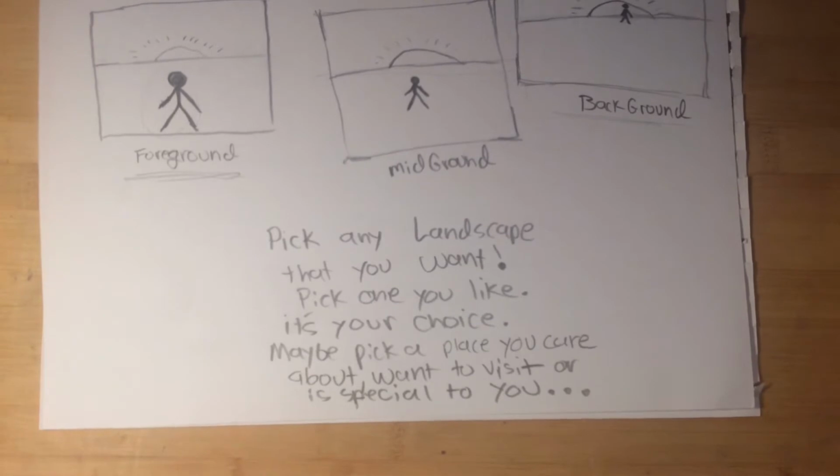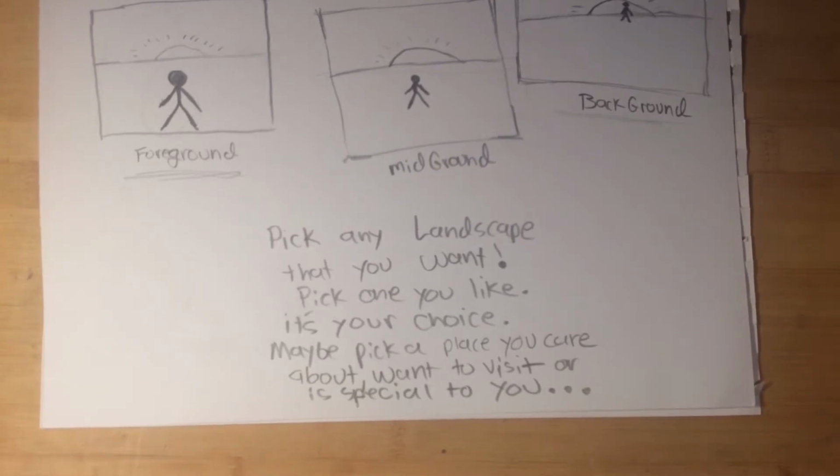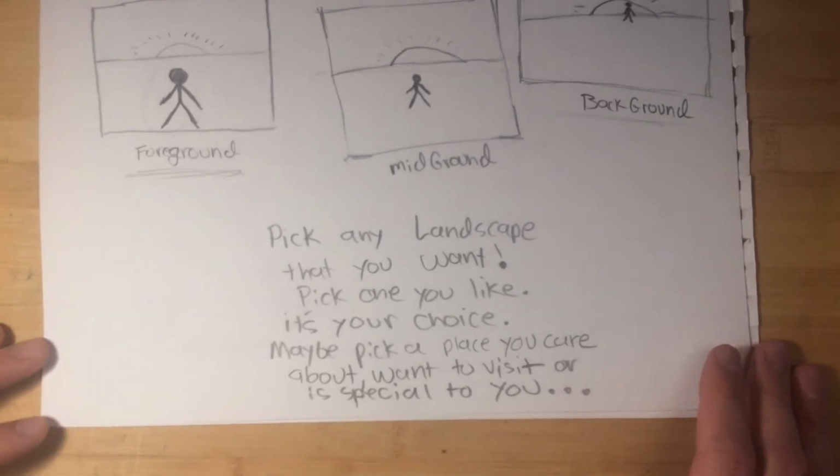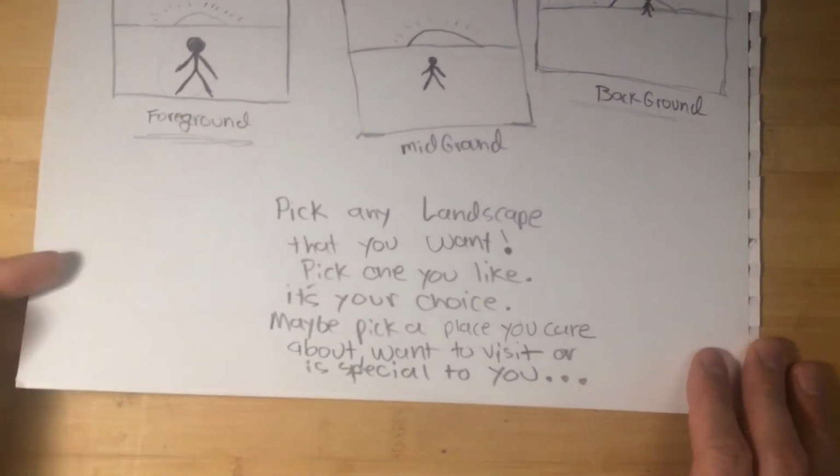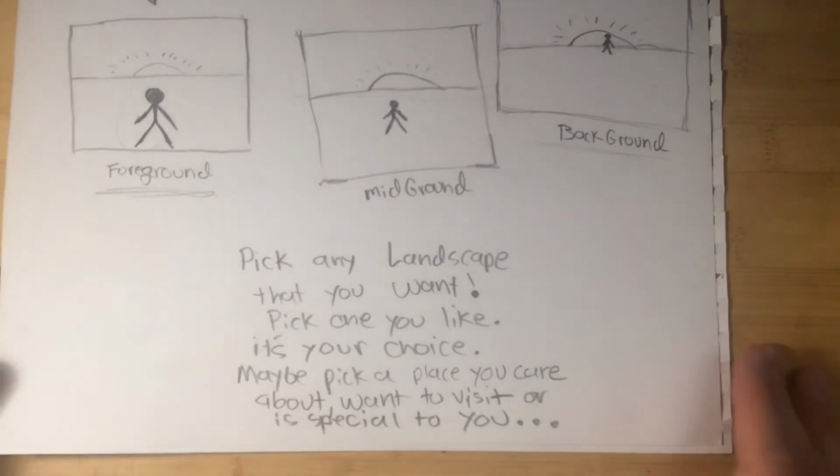So in this project, you can do a landscape of anywhere you want, as long as it's a real place. But I don't care if it's a place that you've been to, or if it's a place that you've only seen in pictures, or if it's a place that you've read about. As long as it's a real place, you can pick any landscape. Find one that is interesting to you, that you'll enjoy drawing, right? Don't just pick one that's kind of boring.